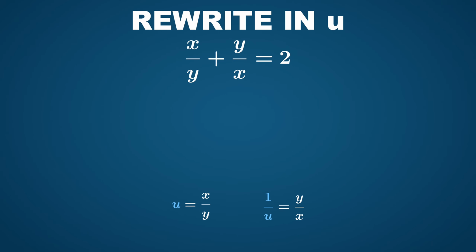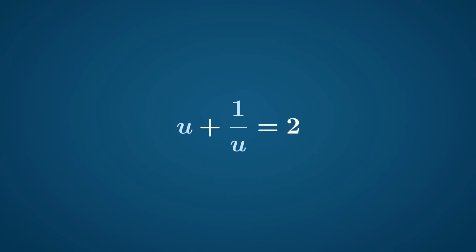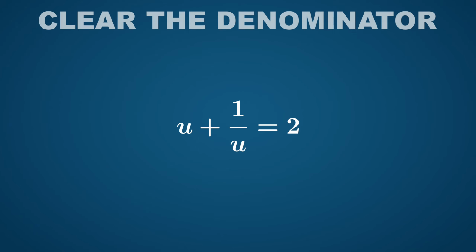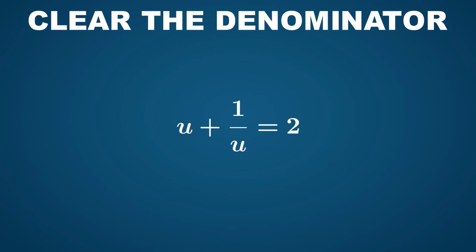We rewrite our entire original equation using the single variable u. We replace x over y with u. We replace y over x with 1 over u. The right side of the equation remains 2. Our fully substituted equation is now u plus 1 divided by u is equal to 2. This equation contains a variable located in the denominator.